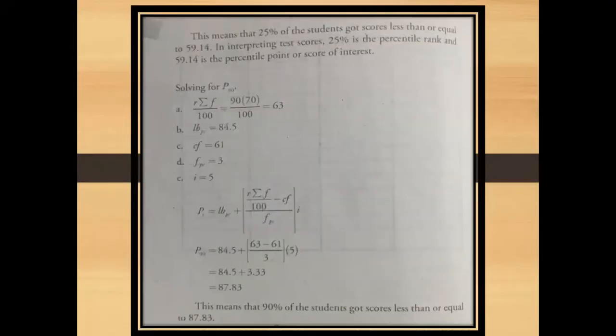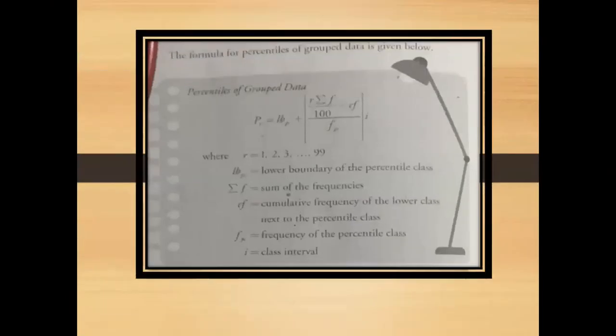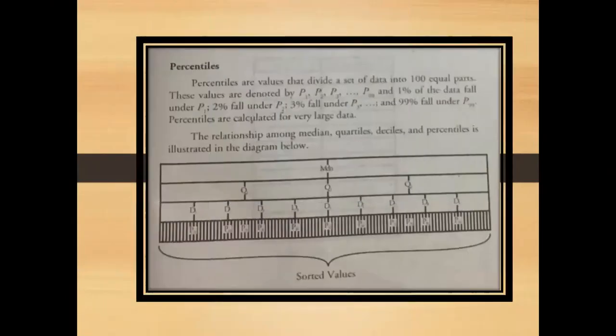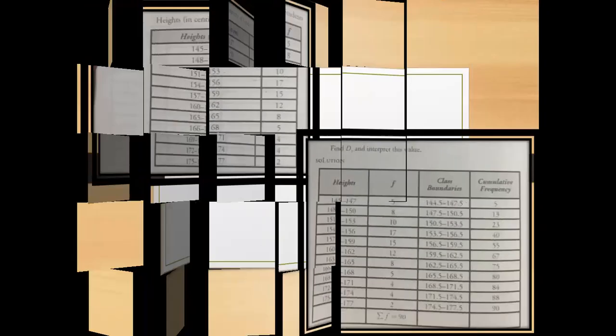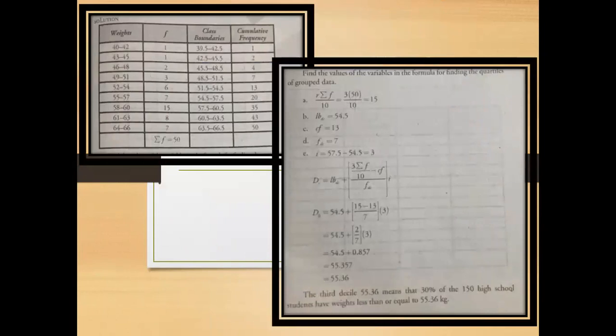Okay, so yun lang class. Yun yung kabuuan ng ating quartiles, deciles, and percentiles. That's it. So group data na agad yan class. Okay? Ang ungrouped kasi is mas madali. Kaya dito tayo sa, syempre, sa grouped data. So yun lamang.